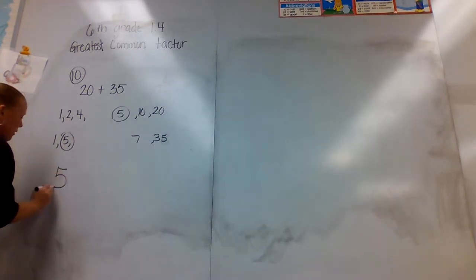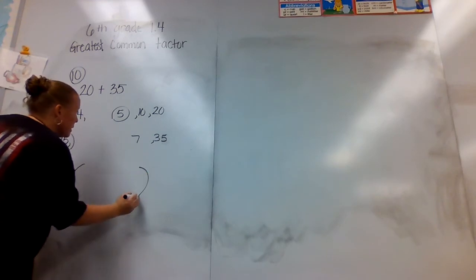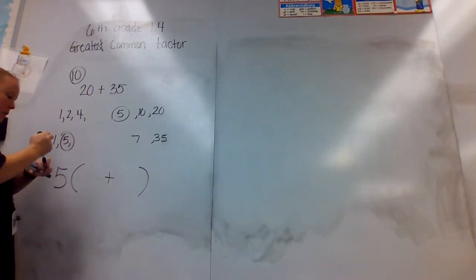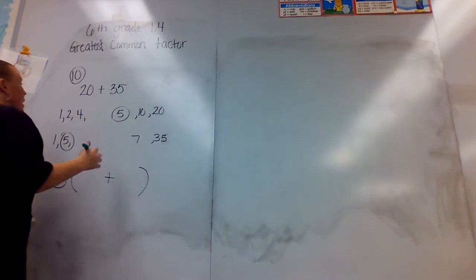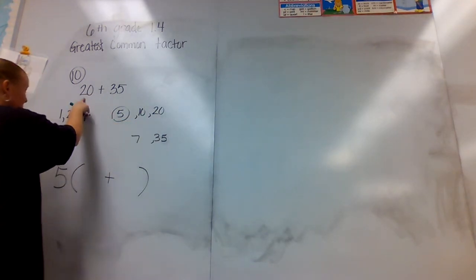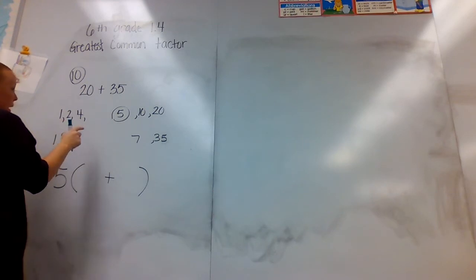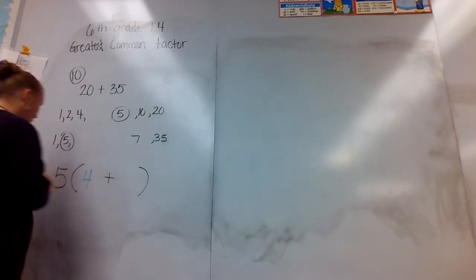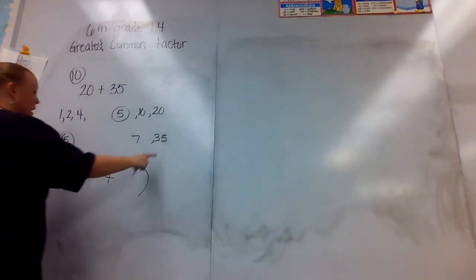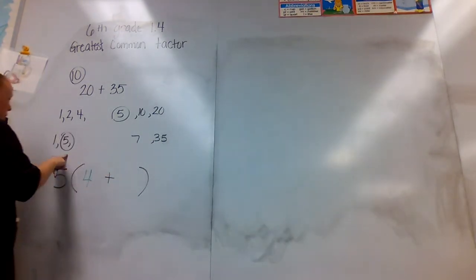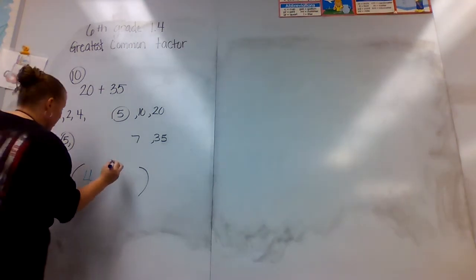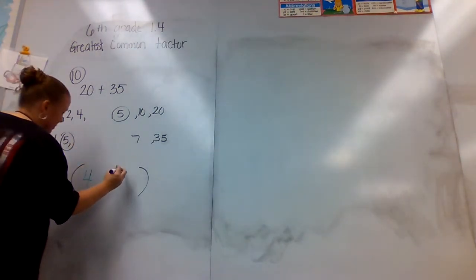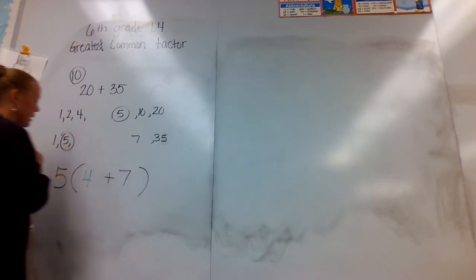So we're going to pull out that 5, okay? We're going to put parentheses here. There's a plus sign there, so whatever it is going to have a plus in the middle, okay? Now, in order to get 20, right here, we multiplied 5 by 4, okay? In order to get 35, we multiplied 5 by 7. Miss Lee's bumped her head today, okay?